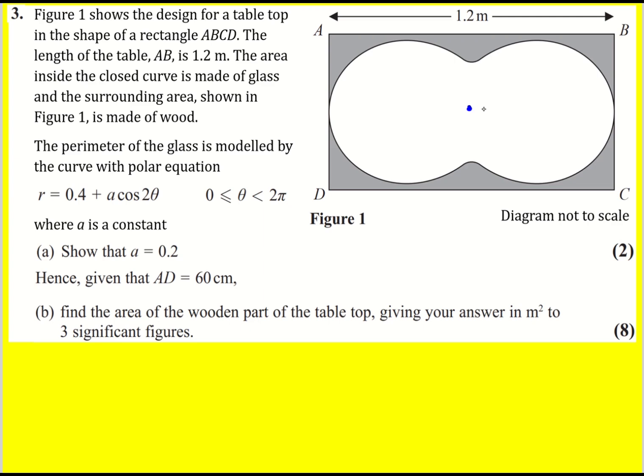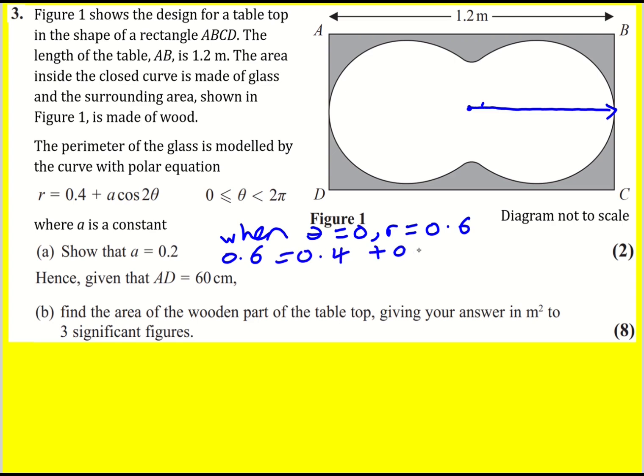So if I now draw my initial line, we see that this is when theta is 0, and we're going to get r as 0.6 there. Because remember, with our polar system, this is 0, and then we imagine moving around until we've gone 2 pi. So all I can do is sub in 0.6. It's going to be 0.6 equals 0.4 plus a times cos of 0, which is just 1. So therefore a is 0.2.